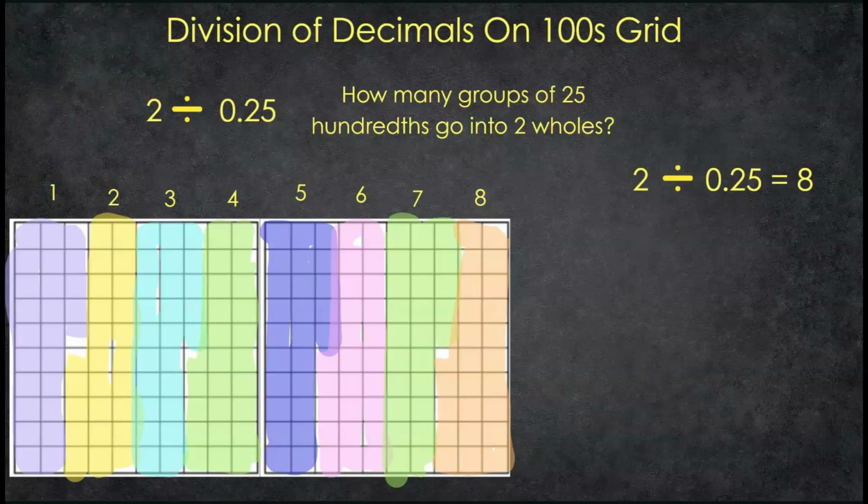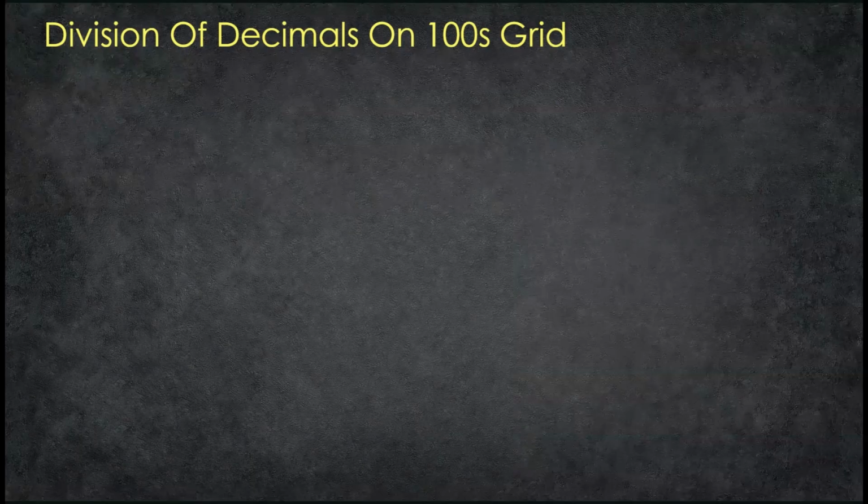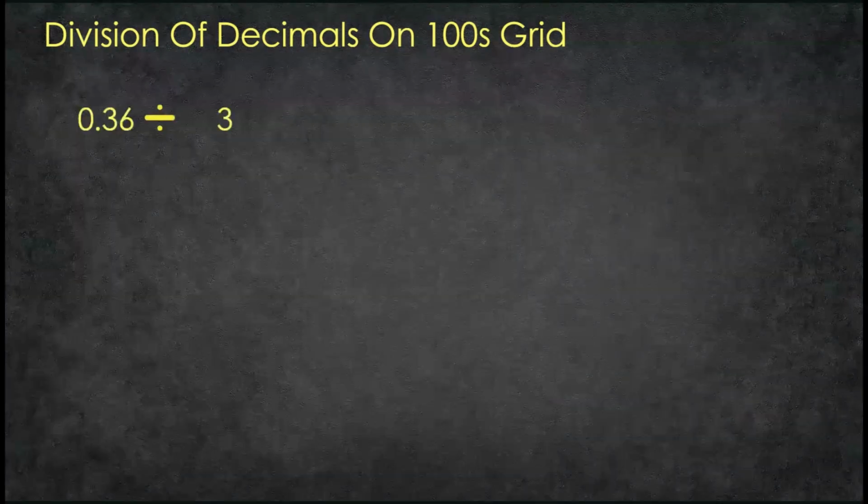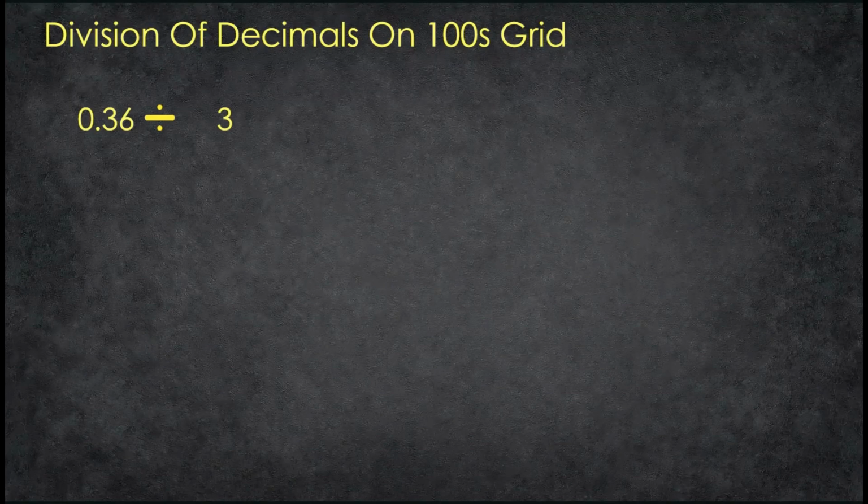So those are going to be 2 examples when we take a whole number and we divide it by a decimal. Let's go ahead and look at another type of problem where we take a decimal and we divide it by a whole number. So in this problem, I have 36 hundredths divided by 3. So now I've got to change my thinking a little bit on this one.